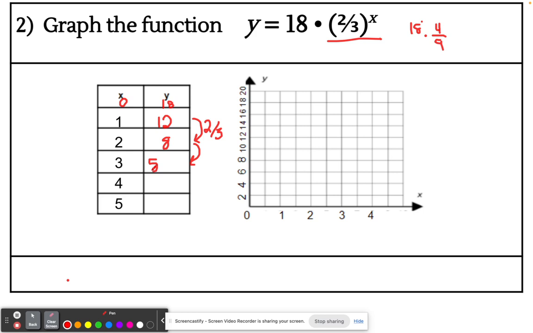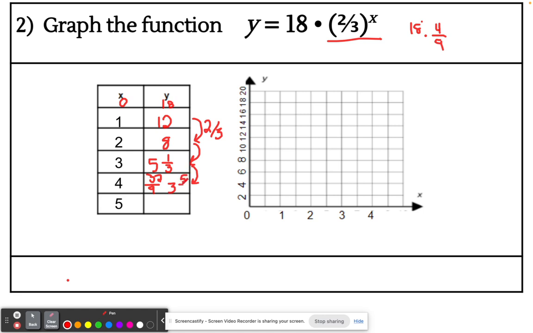I don't know why I did 18 times 4/9. I could have just done 12 times 2/3. It would give me the same thing. Okay, 16/3 times 2/3 will give me 32/9. 32/9 is the same as 3 5/9.